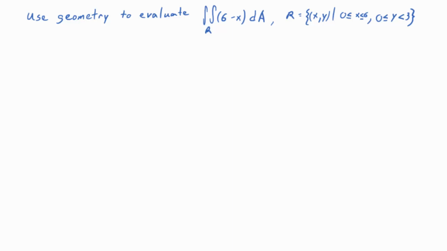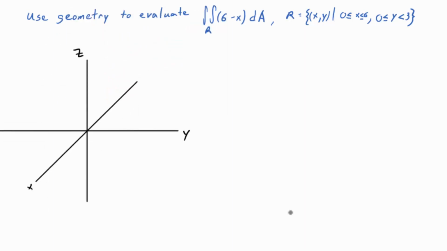So, let's start with the x, y, z axes. Now you have to look at R. R is given, it's kind of hard to see, but R gives you that x is between 0 and 6, and y is between 0 and 3. So let me come out 6 on the x. 1, 2, 3, 4, 5, 6. It came out one too far. There we go. And then 3 on the y.